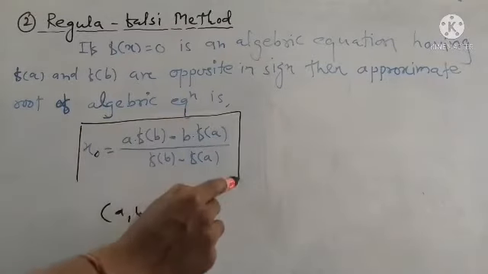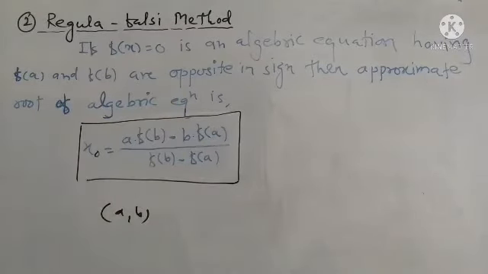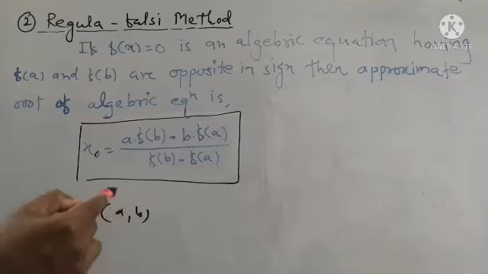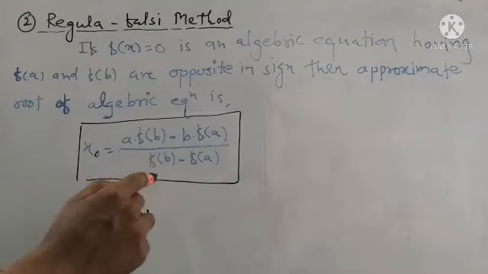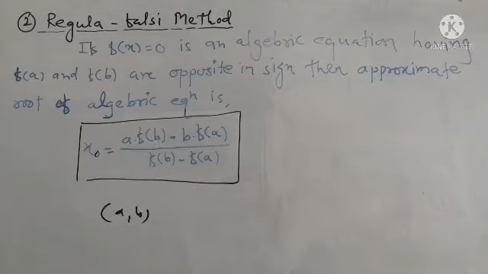is equal to a into f of b minus b into f of a, divided by f of b minus f of a. As you know, you learned the bisection method in which a similar pattern is applied, but the root is given by x naught is equal to a plus b divided by 2. As we learned, the bisection method is an iterative process. Similarly, the regula falsi method is also an iterative method.